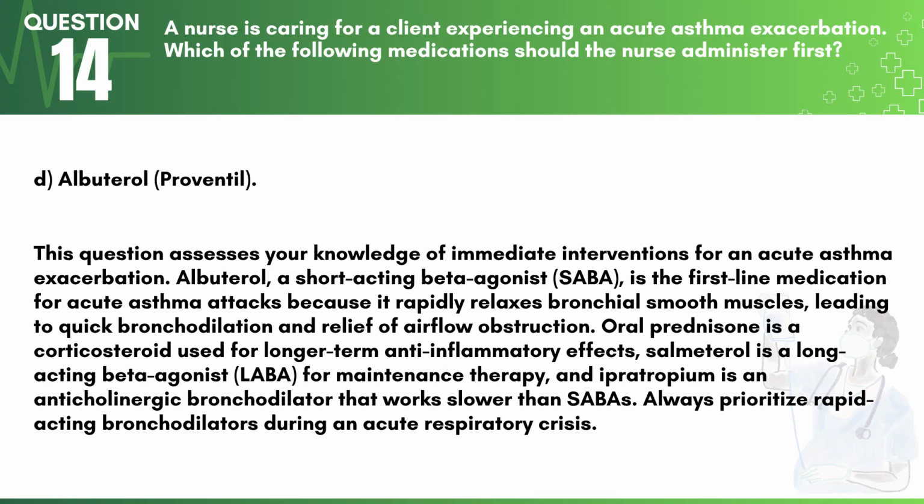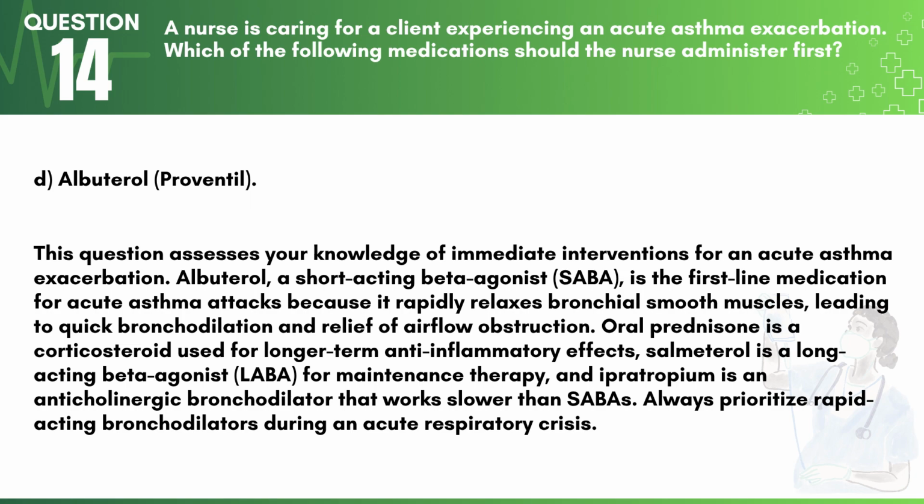Answer, D. Albuterol, Proventil. This question assesses your knowledge of immediate interventions for an acute asthma exacerbation. Albuterol, a short-acting beta agonist, SABA, is the first-line medication for acute asthma attacks because it rapidly relaxes bronchial smooth muscles, leading to quick bronchodilation and relief of airflow obstruction.